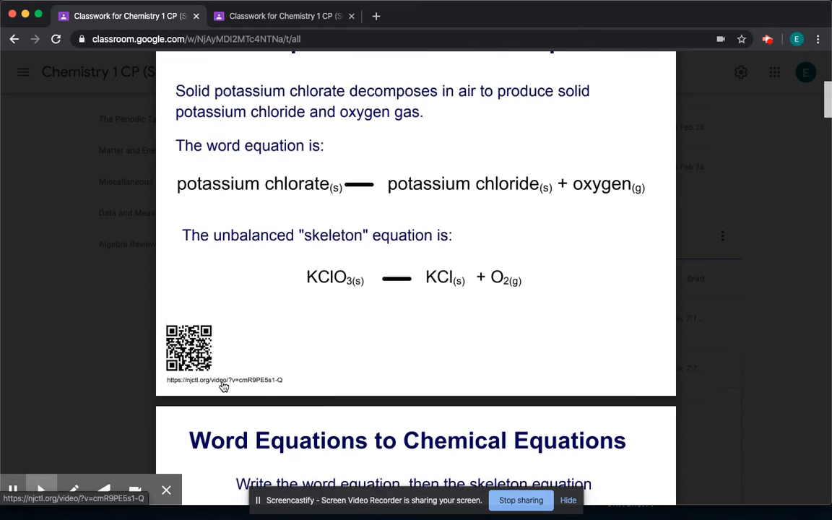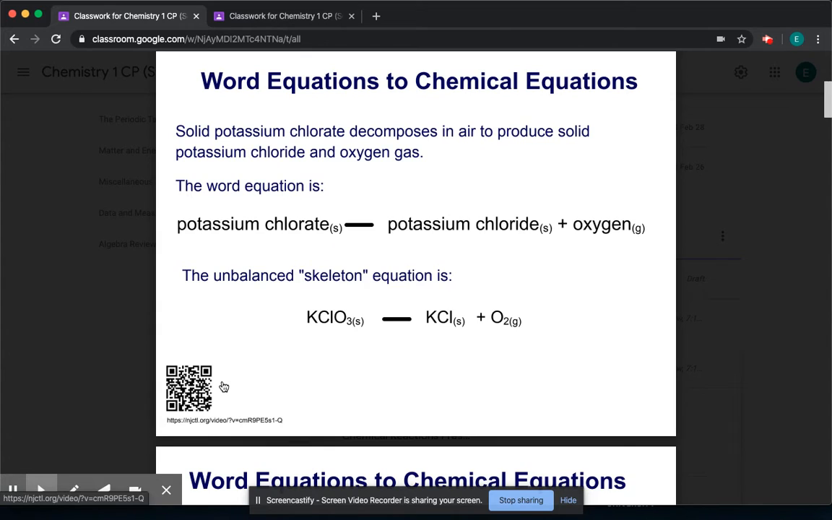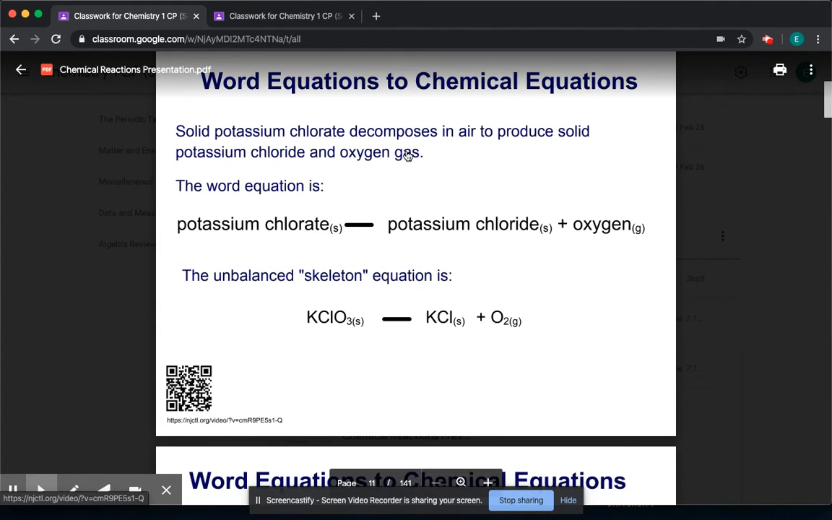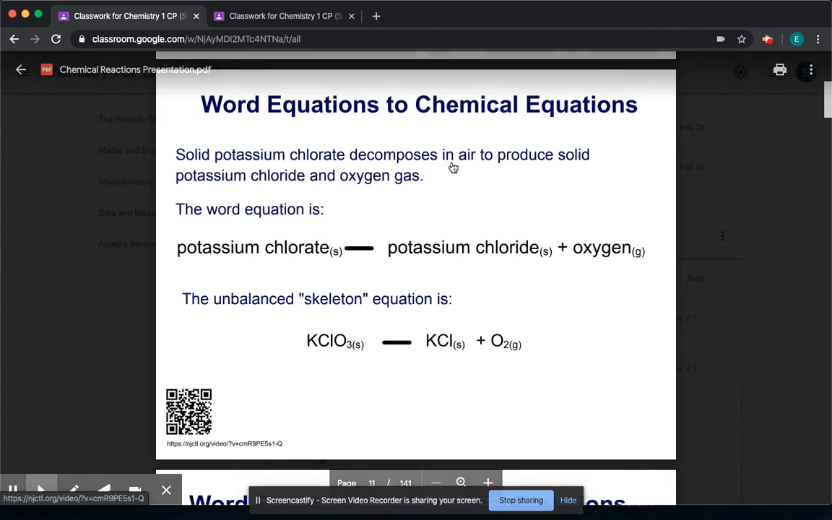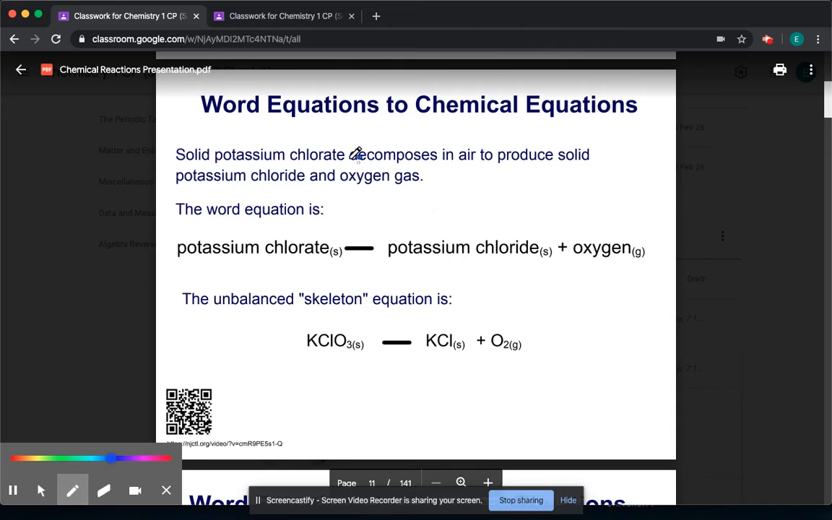And here's just another equation, another example. Potassium chlorate decomposes in air to produce potassium chloride and oxygen. The only new thing here is the word decomposes. Decomposition is a reaction type, but just know it's another cue to draw your arrow. Decomposes in air means that it breaks down. Decompose means to break down.